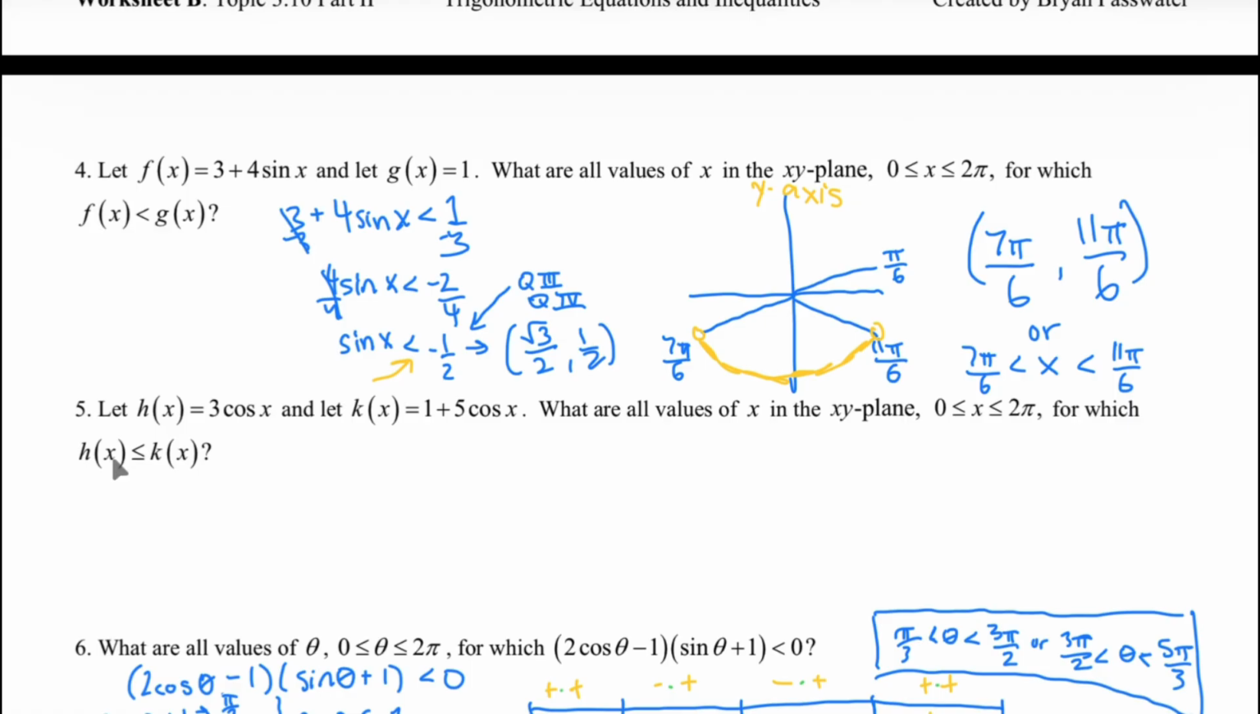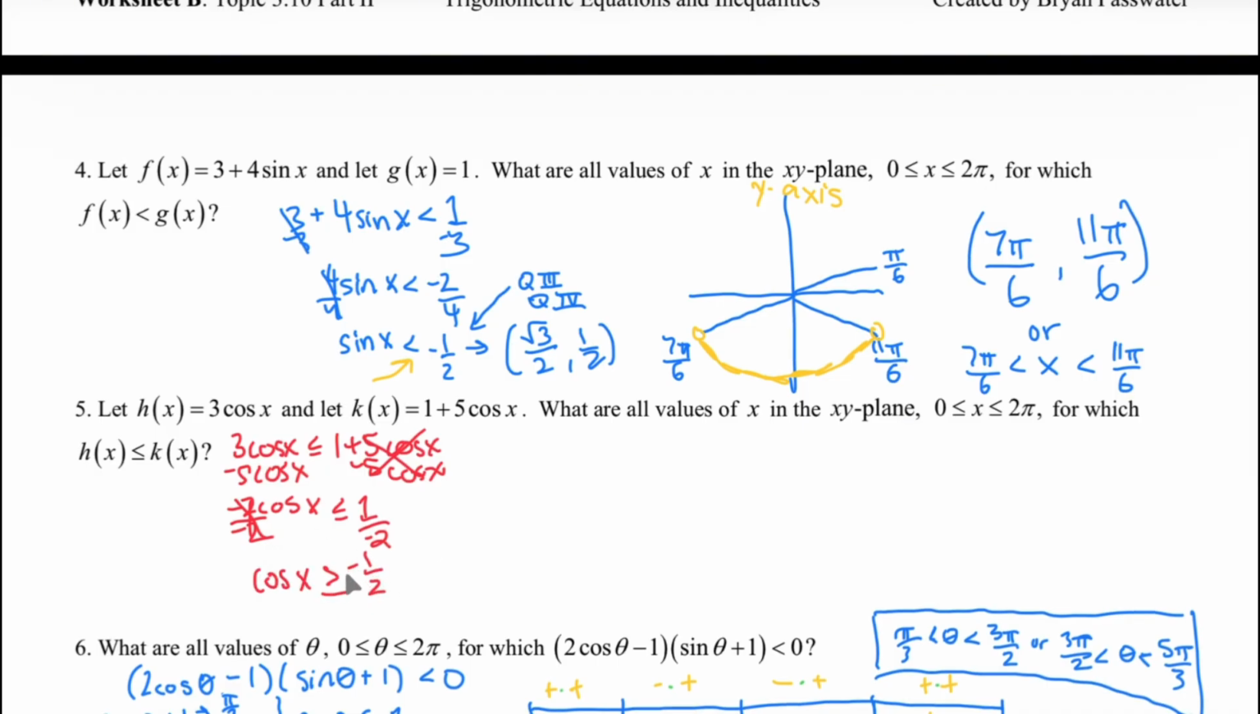So let's do number 5, where h of x is less than or equal to k of x. Now I want to move the cosine to one side, so I'm going to subtract this. You could obviously do it the other way. Now divide by -2. That leaves us with that, except we divided by a negative number, so we have to change our sign. All we have to do is flip the direction, nothing else. It should be looking like that.